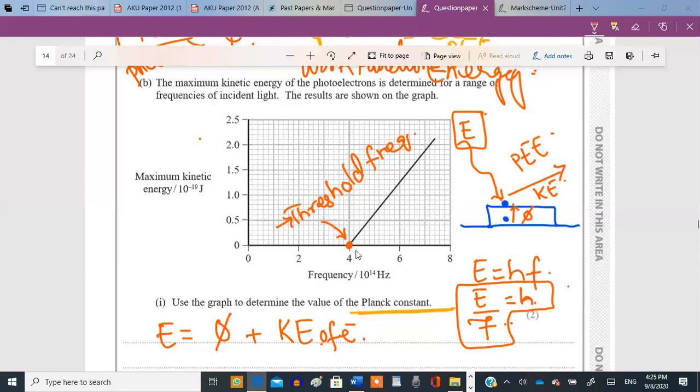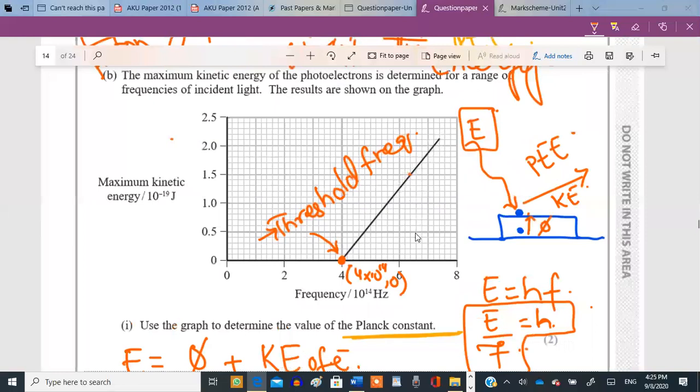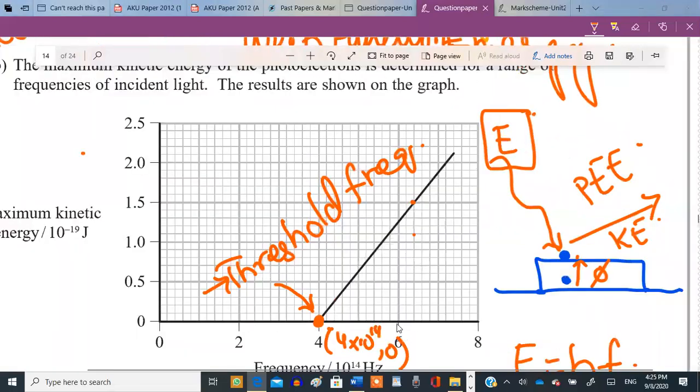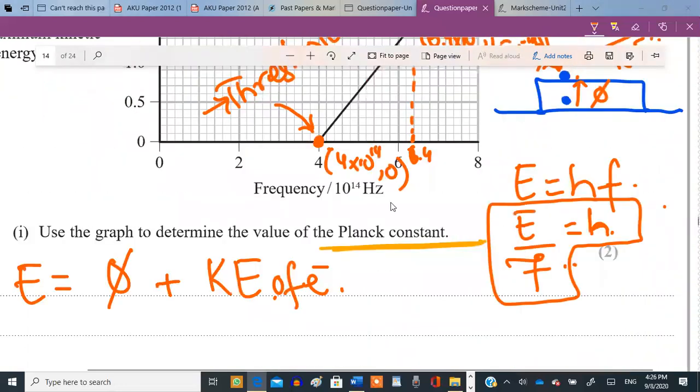So now to calculate the gradient, we'll take the values over here. It's 4 times 10 raised to the power of 14 and 0. And somewhere on this graph, let me take a value over here. This is 6.4 times 10 raised to the power of 14. And on the y-axis, it's 1.5 times 10 raised to the power of minus 19 joules. Okay, so we've got these 2 points. Now use them to calculate the Planck's constant value.